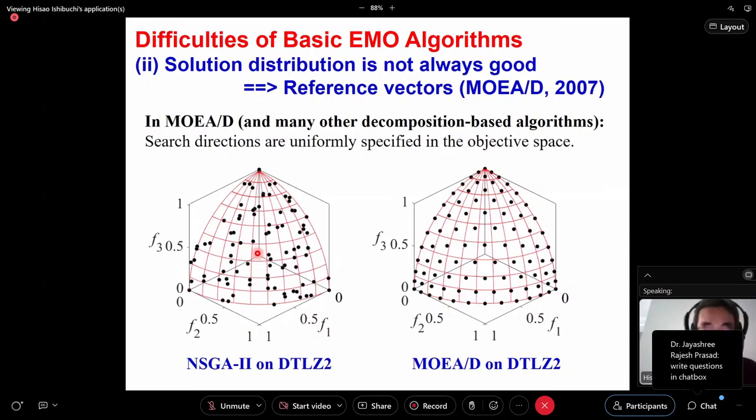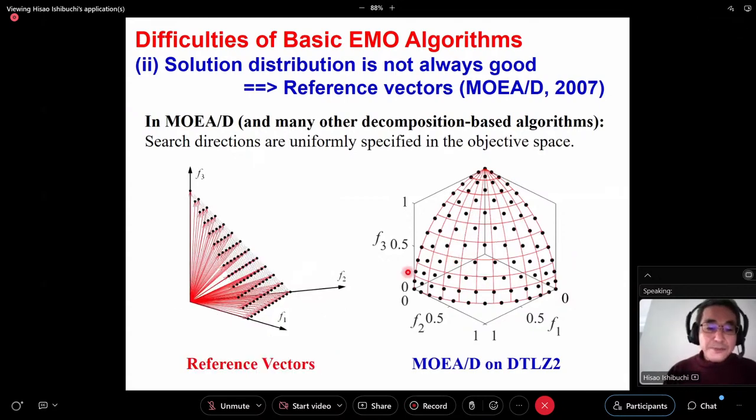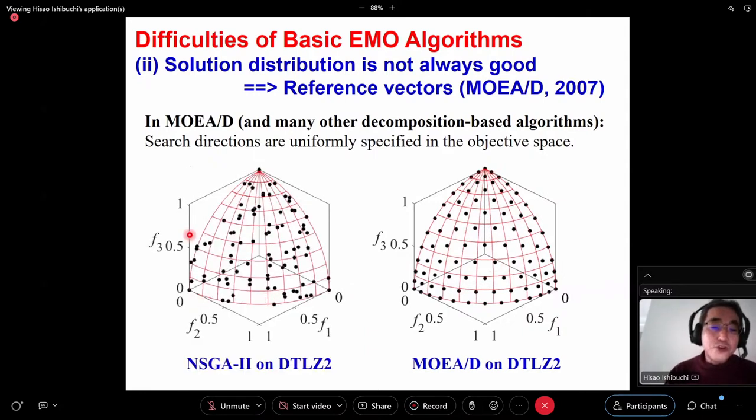So recently, we use direction vectors. Such directions are uniformly specified in the objective space. Then we can obtain uniformly distributed solutions. In the objective space, we use uniformly distributed such directions, and one solution is obtained for each such direction. As a result, we can obtain uniformly distributed solutions. This is much better than the simple use of crowding distance.